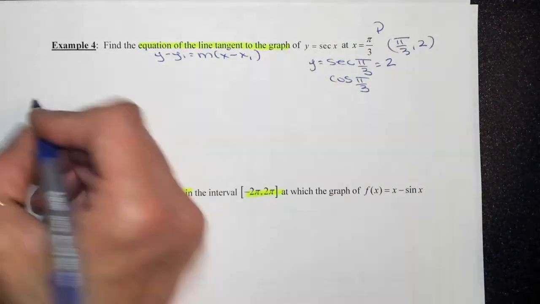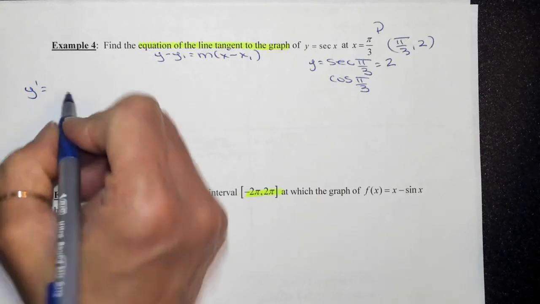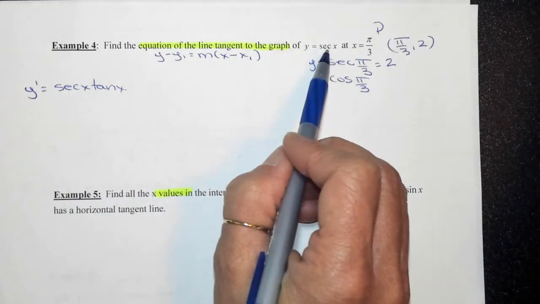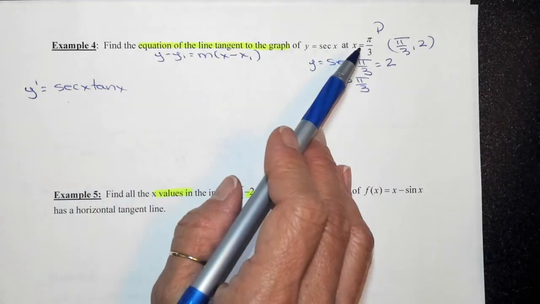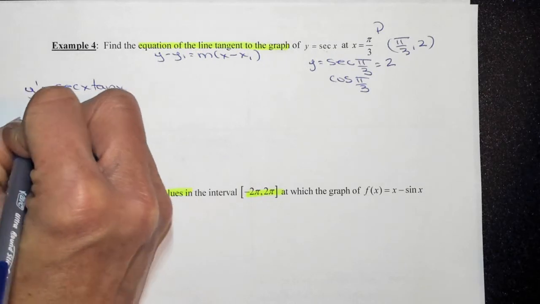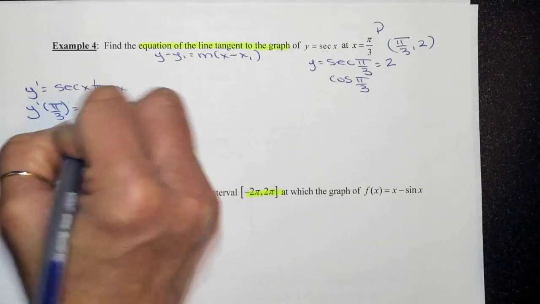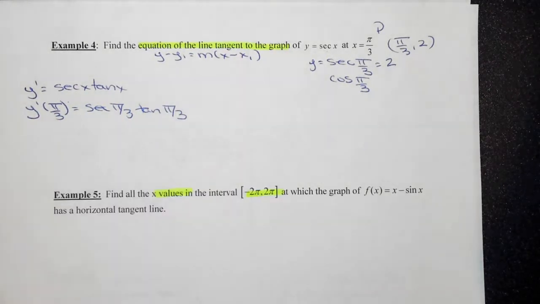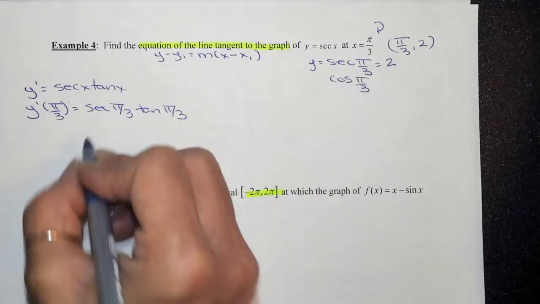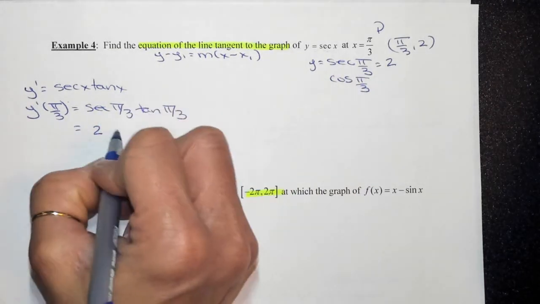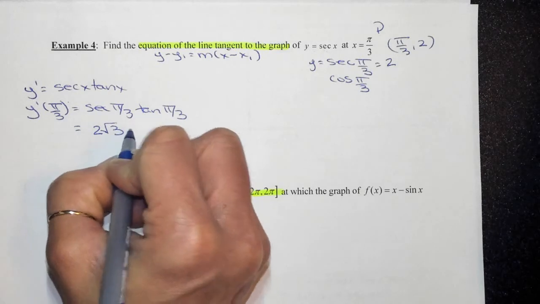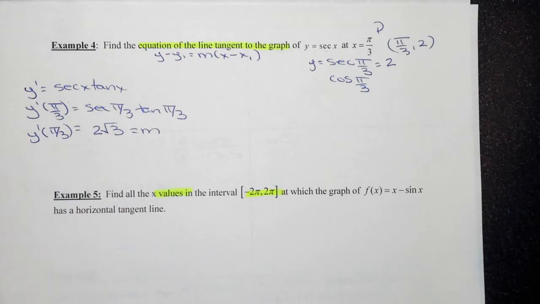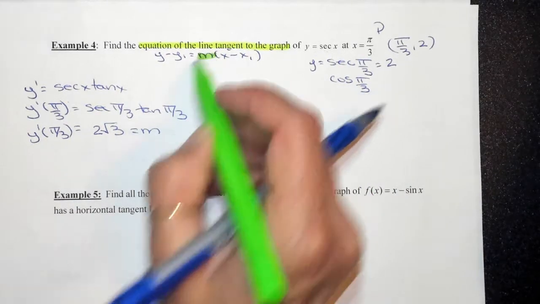So now I need to find the derivative. Y prime of the secant of x is secant x tangent x. Okay, so that's the derivative, and I'm going to use the derivative to find the slope at pi over 3. So I'm evaluating y prime of pi over 3, which would be the secant of pi over 3 tangent of pi over 3. So the secant of pi over 3 we already figured out is 2. The tangent of pi over 3 is the square root of 3. So this is my slope because this is the derivative at pi over 3. So that's the slope, which is what I need for right here.